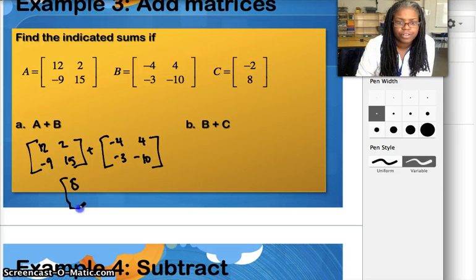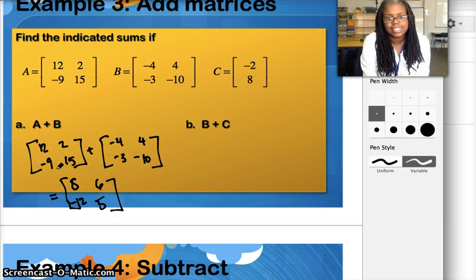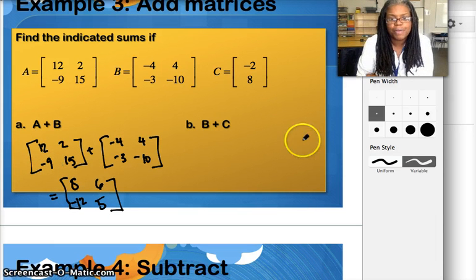+8. 2 plus 4 gives me a 6. -9 plus a -3 gives me a -12. And 15 plus -10 gives me 5. So this is the answer to the sum of those two matrices. All right, not too bad, hopefully.